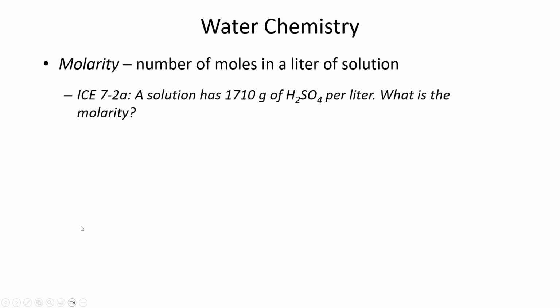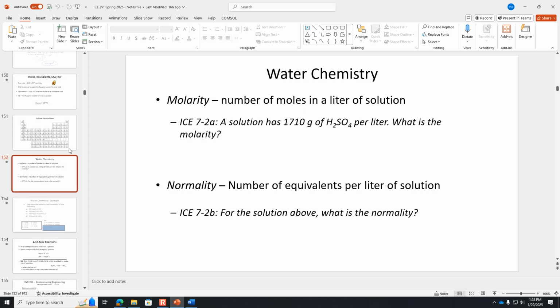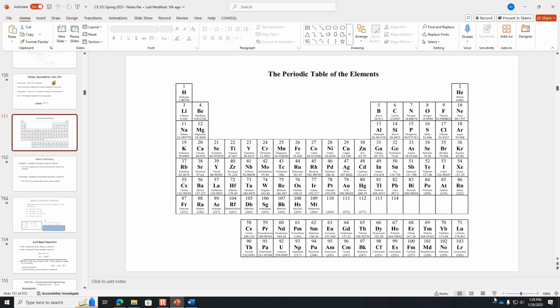So in the next question on the in-class exercise, it says that we've got a solution with 1,710 grams of H2SO4 per liter. So we want to know the molarity. So what you're going to have to do is find out, if this is the number of grams of H2SO4, how many moles of H2SO4 is there? And we do the same thing as before, where we look at the periodic table.